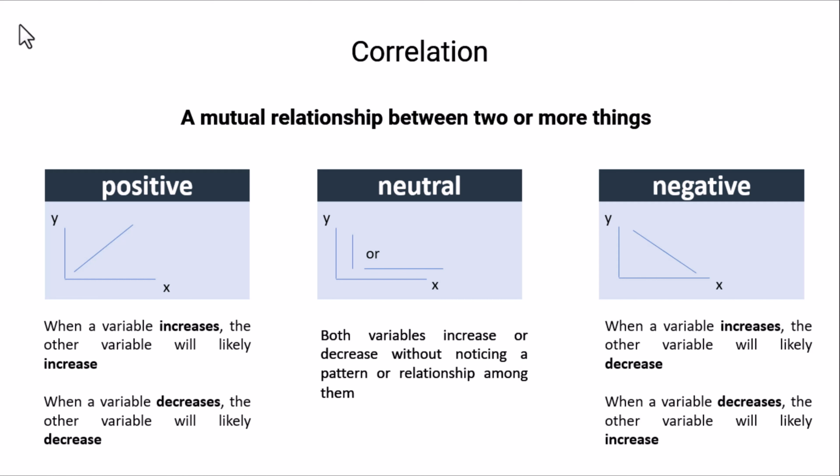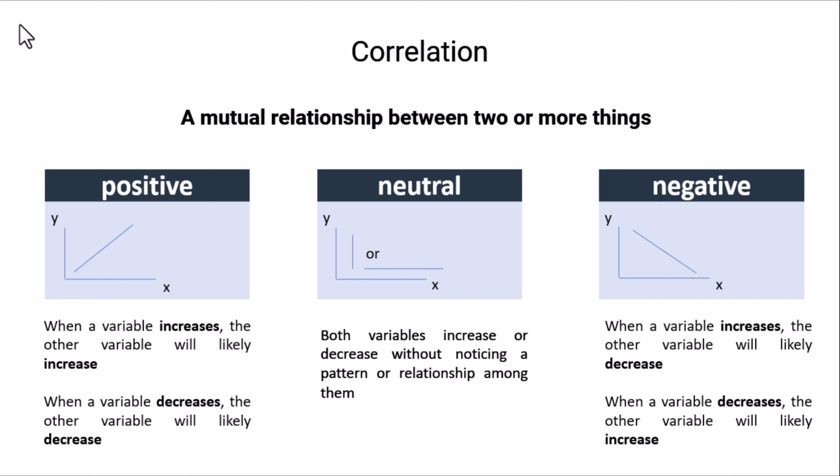Secondly, we have neutral correlation or no correlation. Just as the name implies, irrespective of how one variable is changing, it does not affect how the other is changing. Lastly, we have the negative correlation, which is established when one variable increases and the other has a likelihood of decreasing. And when that variable decreases, the other has a likelihood of increasing, which means they do opposite things.